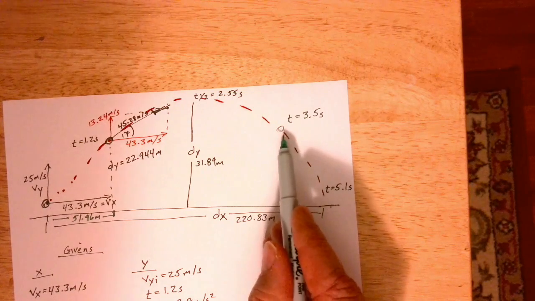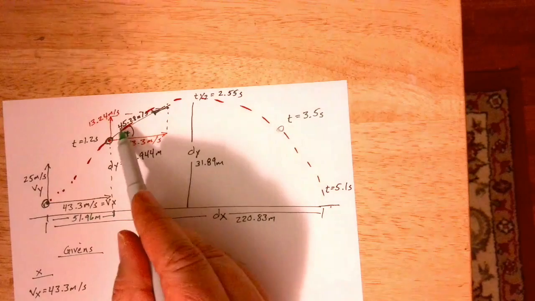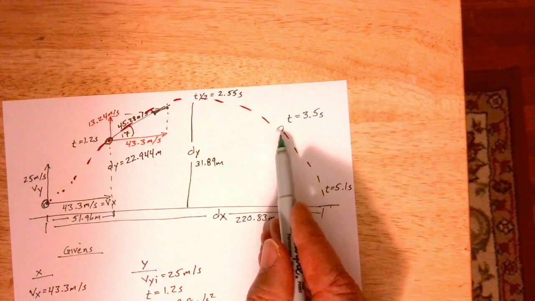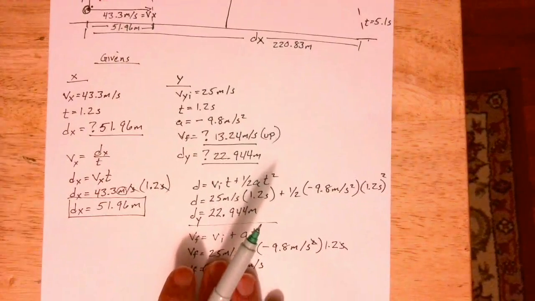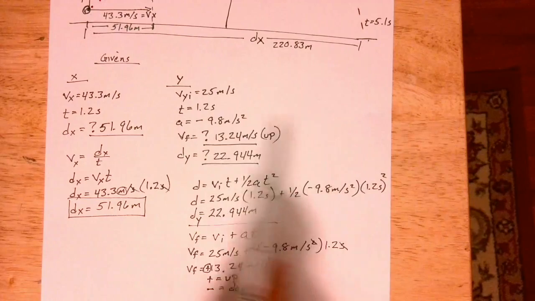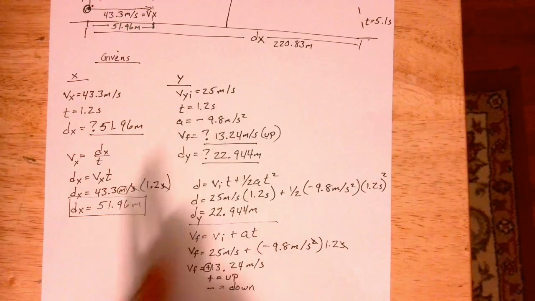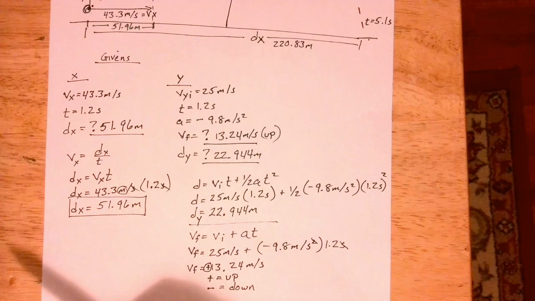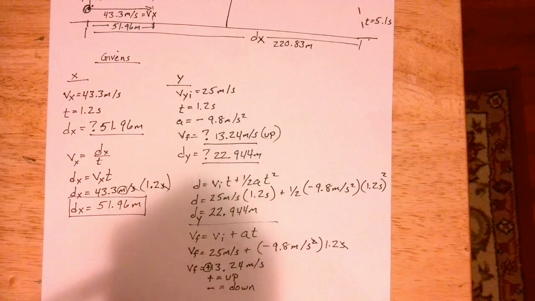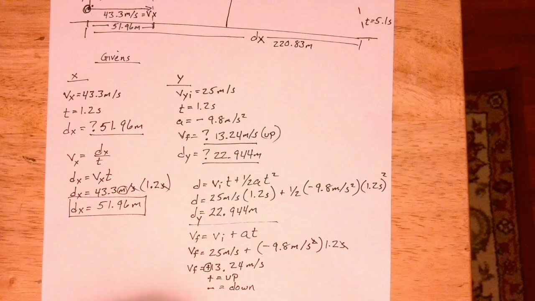In other words, how fast is it going? Basically kind of like what I did here. And also what angle is it going at that point in time? So it's going to be exactly the same thing that we just did here. The only difference you're really making, instead of using 1.2, is you're going to be using 3.5 seconds instead. So give that a go, and hopefully you'll do well on that.